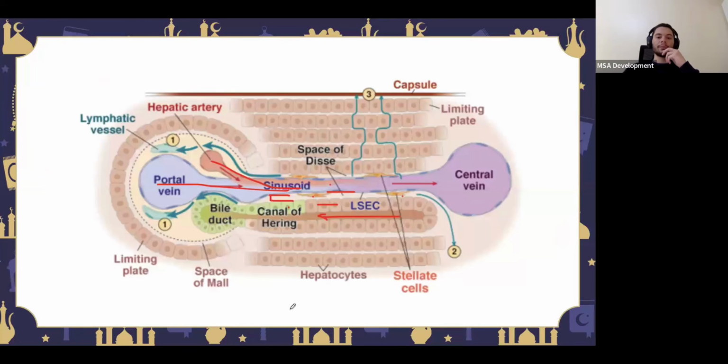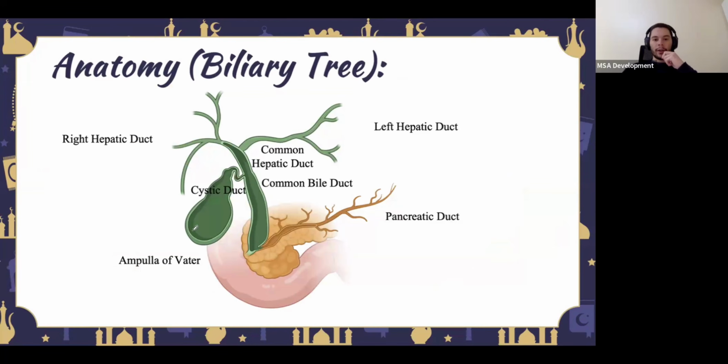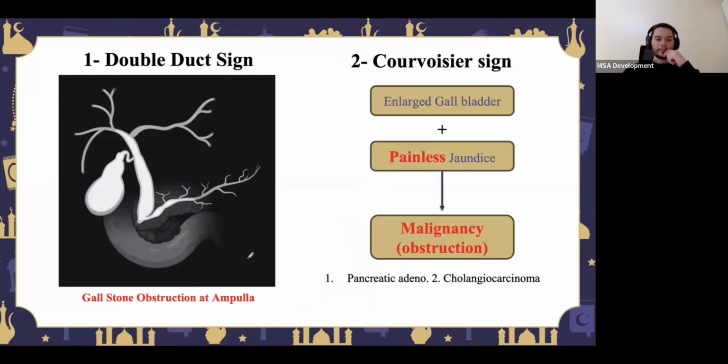Now, quickly regarding the biliary tree, its anatomy is pretty straightforward. You have your right hepatic duct over here, and then you have your left hepatic duct. They join and form the common hepatic duct. And then the cystic duct joins with the common hepatic duct, giving your common bile duct. And then at the end over here, you have your pancreatic duct joining both, and they open at the ampulla of Vater. Okay? An important thing to keep in mind is the double duct sign and Courvoisier sign.